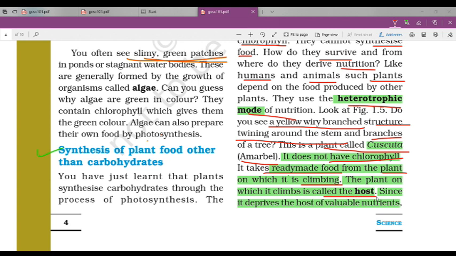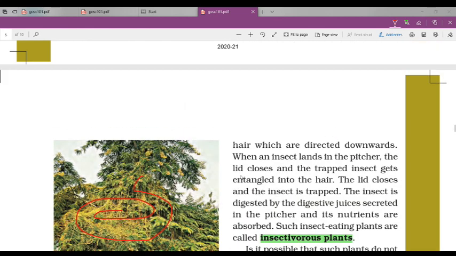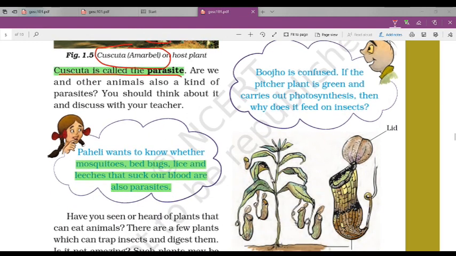जिस प्लांट में ये क्लाइंब करता है बच्चों, उसको क्या कहा जाता है? होस्ट, ओके. Since it deprives the host of valuable nutrients, Cuscuta is called a parasite. Why is it called a parasite? Because it deprives the host of valuable nutrients, meaning it absorbs the valuable nutrients formed in the host plant, and so it is called a parasite.